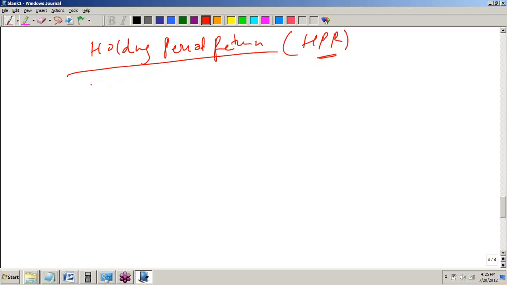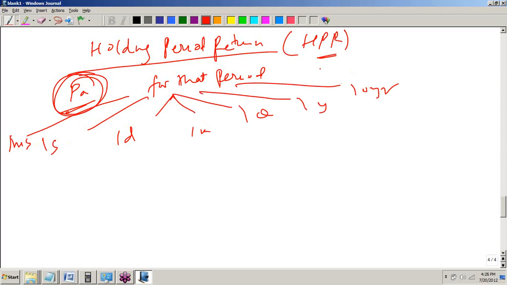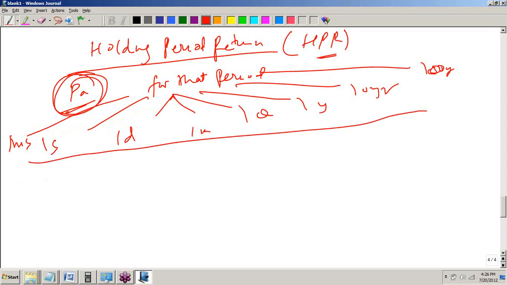Please note that here the return is not compounded on a per annum basis. It is for that period. The period can be 1 day, 1 second, 1 millisecond, or 1 month, 1 quarter, 1 year, 10 years, 100 years, whatever your expectation is. You have to specify what the holding period is.